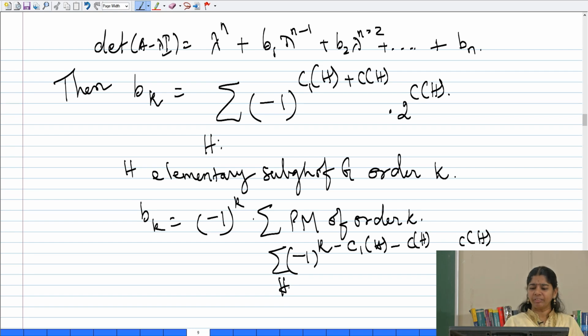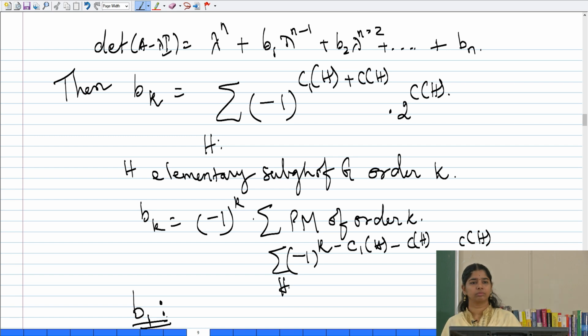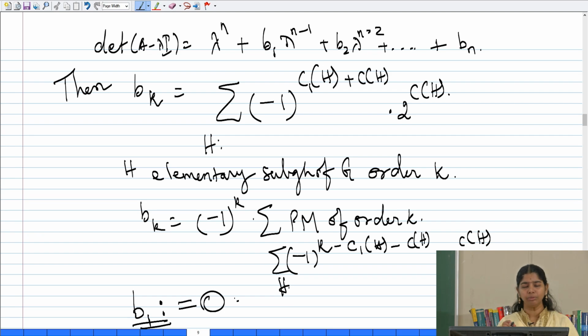So, here what can we say about B1? What will be B1? B1 means what? Elementary subgraphs of order 1, right? We are trying to look at all possible elementary subgraphs of order 1. Do we have an elementary subgraph with one vertex? No, we need at least 2 because we need an edge, right? At least an edge should be present there. So, we can immediately see that your B1 is going to be equal to 0.